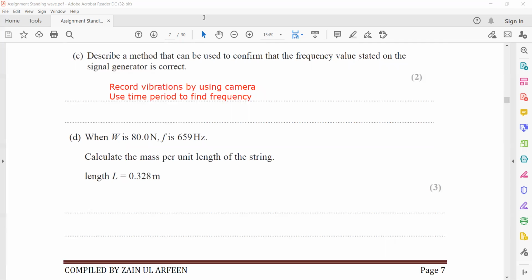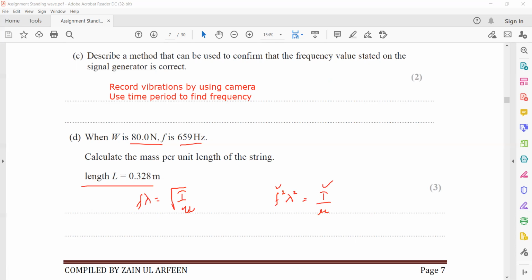In part D, the weight is equal to 80 Newton, frequency is 659 Hertz. Calculate the mass per unit length, and the length of the string is given, 0.328 meters. So we need the value of mu, where mu is equal to mass per unit length. We just compare the two equations. We compare that f lambda was equal to under root T divided by mu. When I square, f square lambda square is equal to T divided by mu. So T is there, f is there, but how to get the lambda?